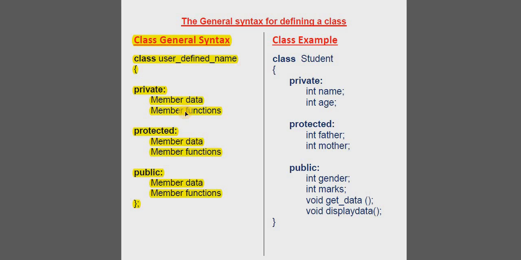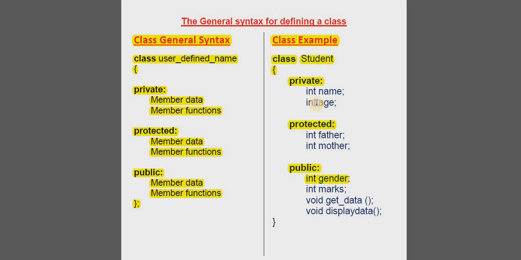Okay, that is the general syntax. Now on the right side a class example is there. So class is a keyword. Then here the user defined word. So user defined name, you can write any name: student, book, notebook, pen, pencil, whatever name you can write. So class, student, then open flower bracket, then same, private, protected and public.